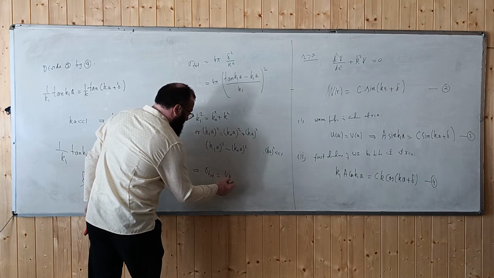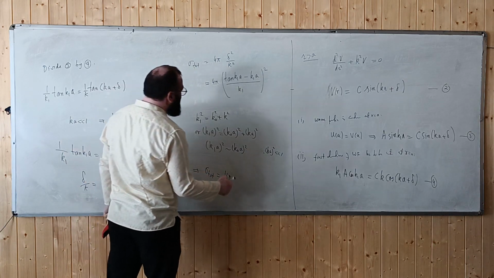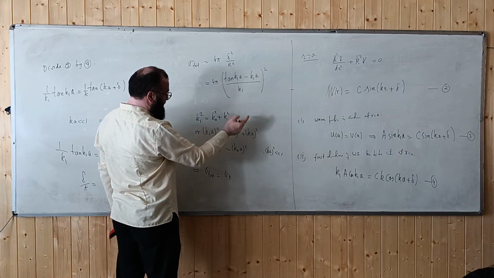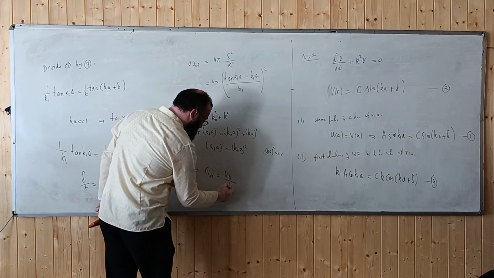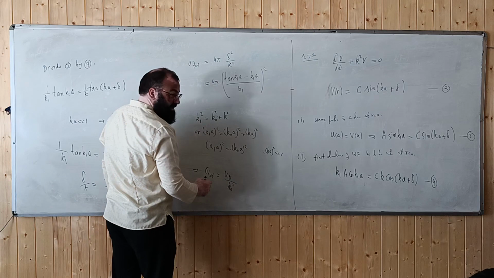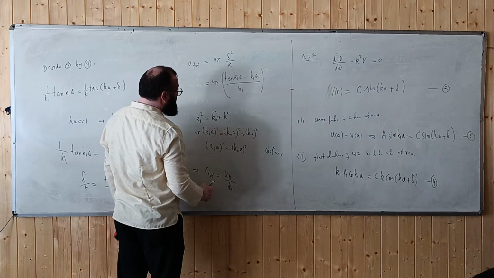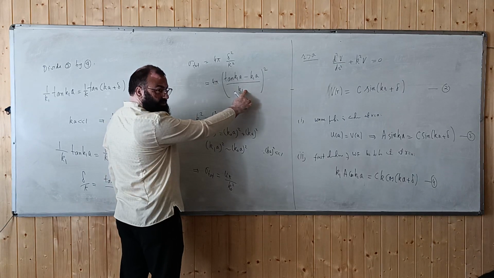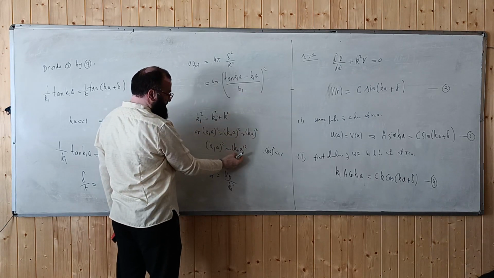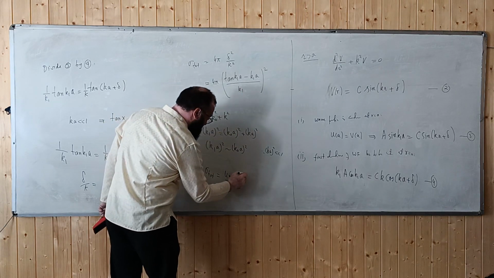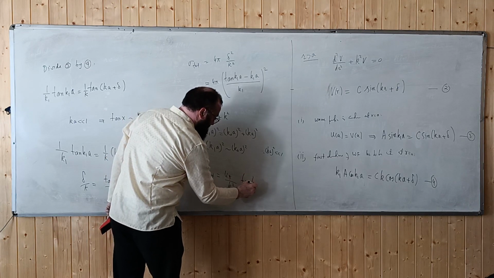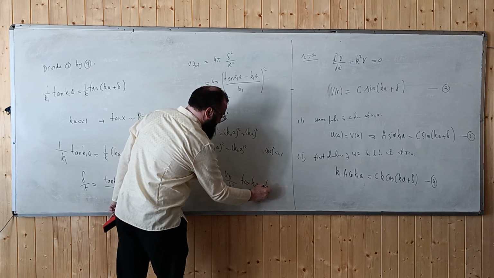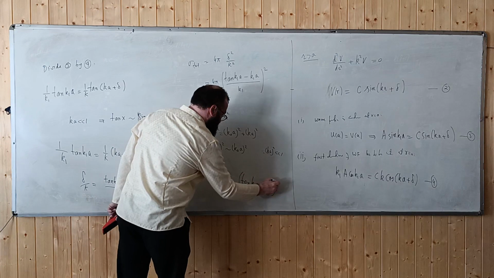Which implies the sigma total is equal to 4 pi by K1 square. So this K1, how do you write it? It is something like K0 square. You can write it with A square here and A here, so that it will be simply equal to K0 square. Then you have tan of K0A minus K0A whole square.